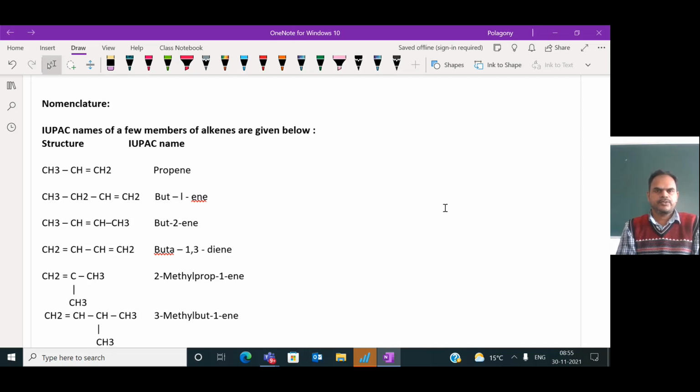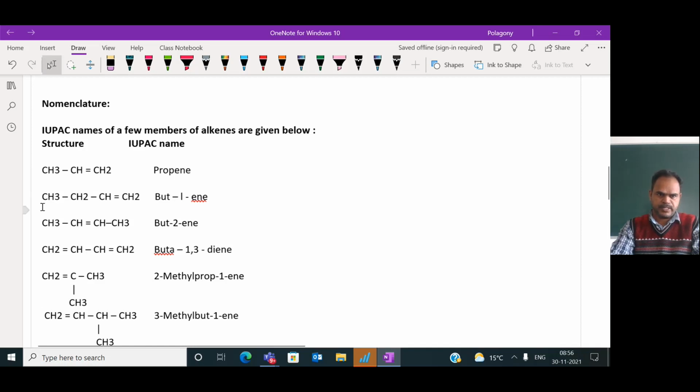Now let us look into the nomenclature shown by the alkenes. As per the IUPAC nomenclature, alkenes exhibit the following names. Look at this structure: CH3CH=CH2. The number of carbons in this formula is 3, and 1 double bond is present. So for 3 carbons the word root is prop, and since a double bond is there, it is propene.